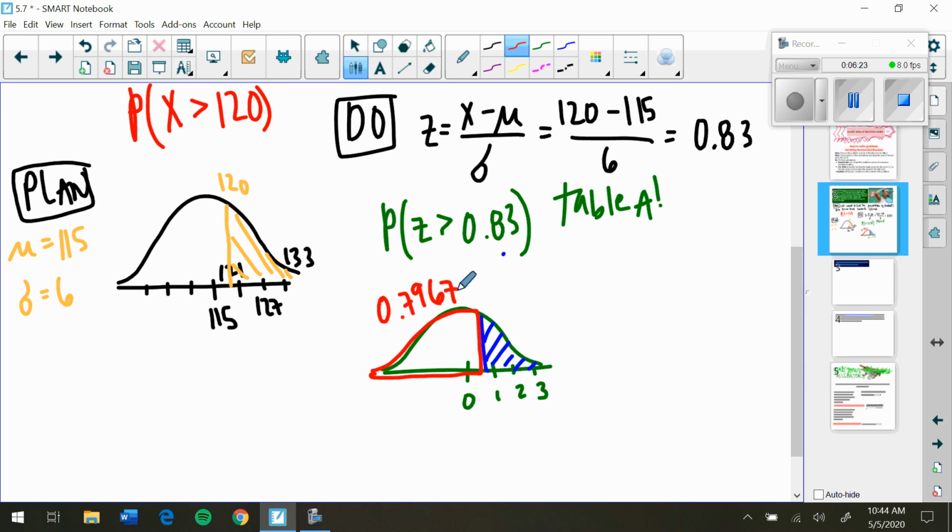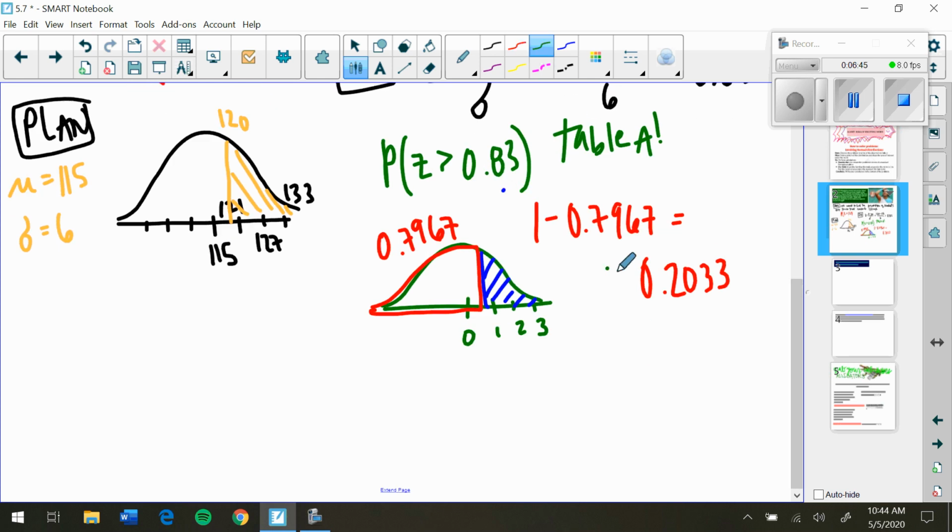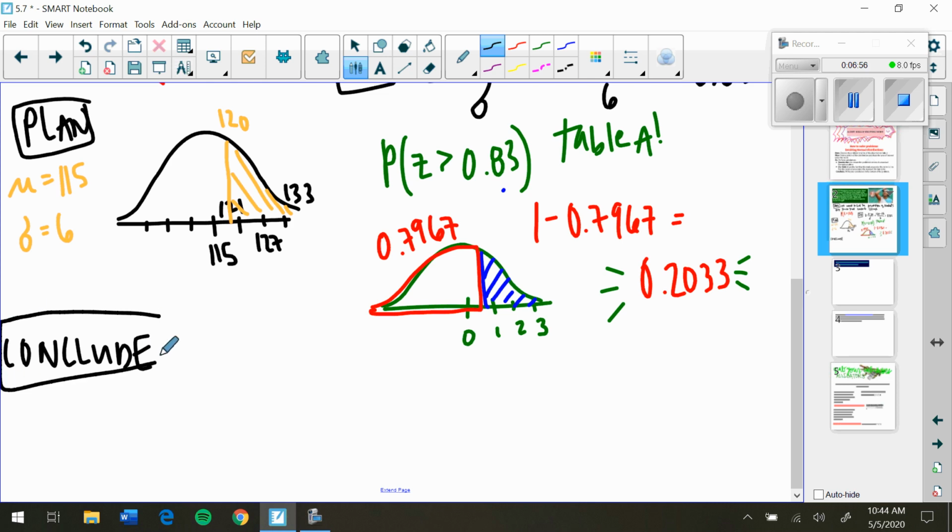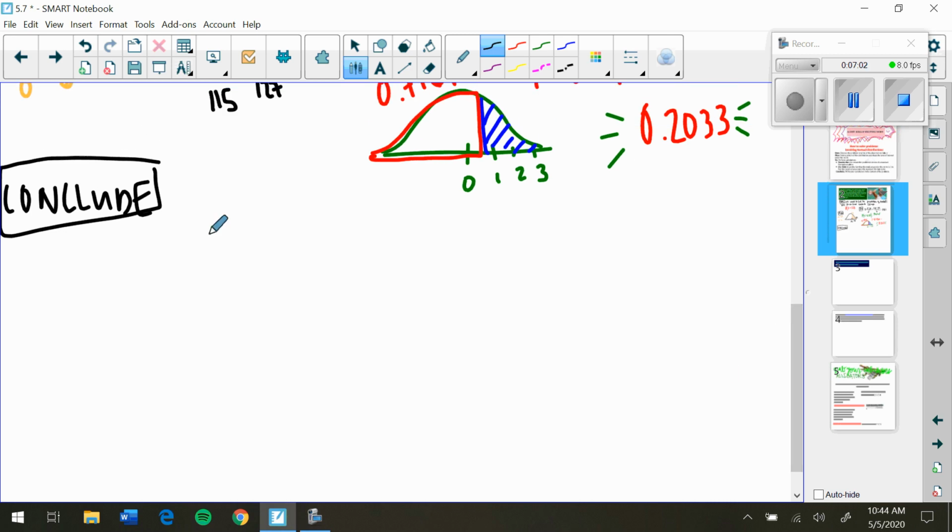0.7967. So if I really want this blue area, what am I going to do? Well, I know that the total area is 1, so I'm going to take 1 minus 0.7967 to get a final answer of 0.2033. And this is my answer, which means that we can write a final conclusion. Again, I'm doing all 4 steps here. It's not totally necessary, but every time you do one of these problems, it's just emphasizing everything that we are doing.